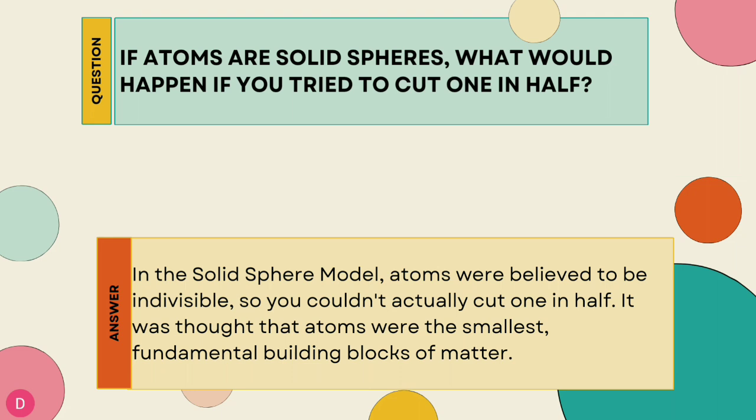Let's understand the answer. The question was, if atoms are solid spheres, what would happen if you tried to cut one in half? The answer is, in the solid sphere model, atoms were believed to be indivisible, so you could not actually cut one in half. It was thought that atoms were the smallest fundamental building blocks of matter.